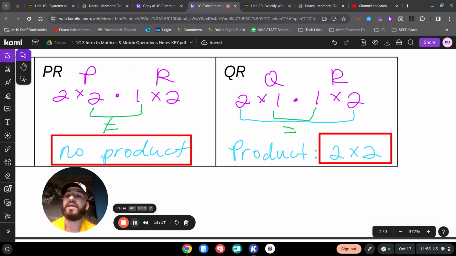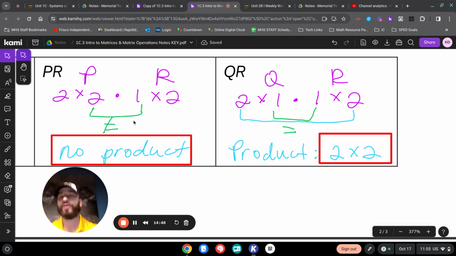All right, so P times R is a 2 by 2 times a 1 by 2. Once again, that is going to be no good, so we will not have a product for P times R. And then Q times R, that's a 2 by 1 times a 1 by 2. So that 1 and that 1 are equal, which means we are going to have a product. And that product, remember, always comes from our outside pieces, so it is going to be a 2 by 2 resultant matrix. Okay, so pretty straightforward, hopefully.